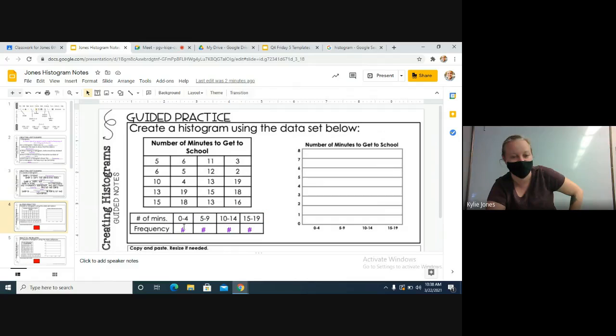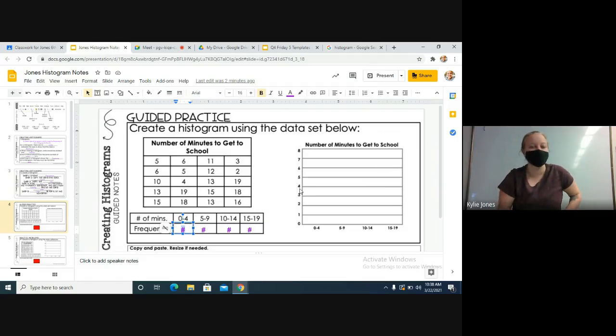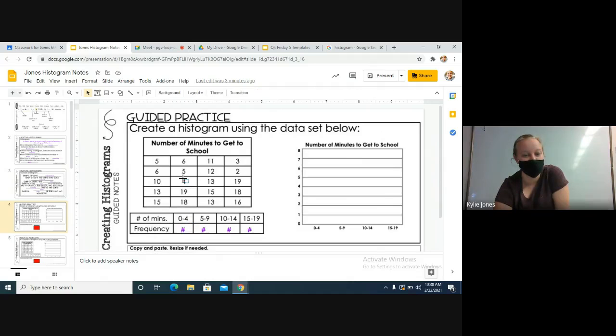So let's start with 0 to 4 minutes. How many kids does it take 0 to 4 minutes to get to school? How many do you see? 0 to 4. Count those up. Wait, do you go all the way to 4? Yeah, you go all the way to 4. If you see the number 0, 1, 2, 3, or 4, how many times do you see it? 3. I see 3. So we have the number 4 right here. So that's 1. And then we have 2 and 3.